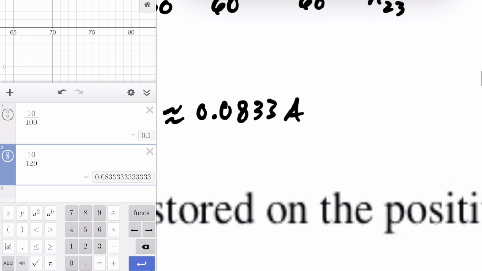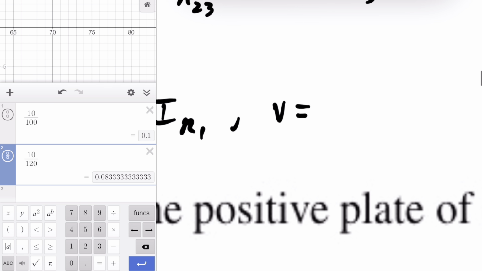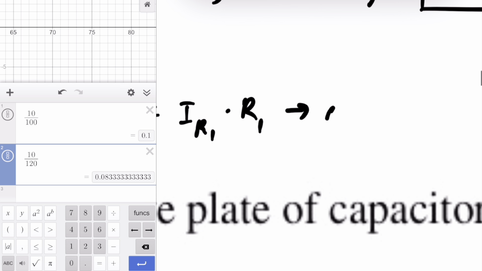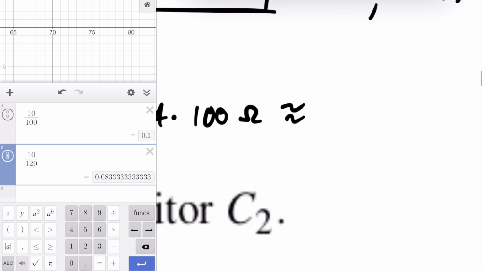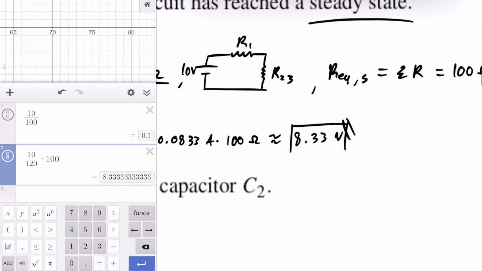So now 0.833 amperes has to equal I R1. That's the current going through our R1. We're going to apply Ohm's law again. Now the voltage of R1 has to equal the current going through R1 times, well, R1. So let's go ahead and do that. 0.833 amperes times 100, just 100 ohms. Without needing to do any math, we could just multiply in decimals. That's roughly 8.33 volts. Done.